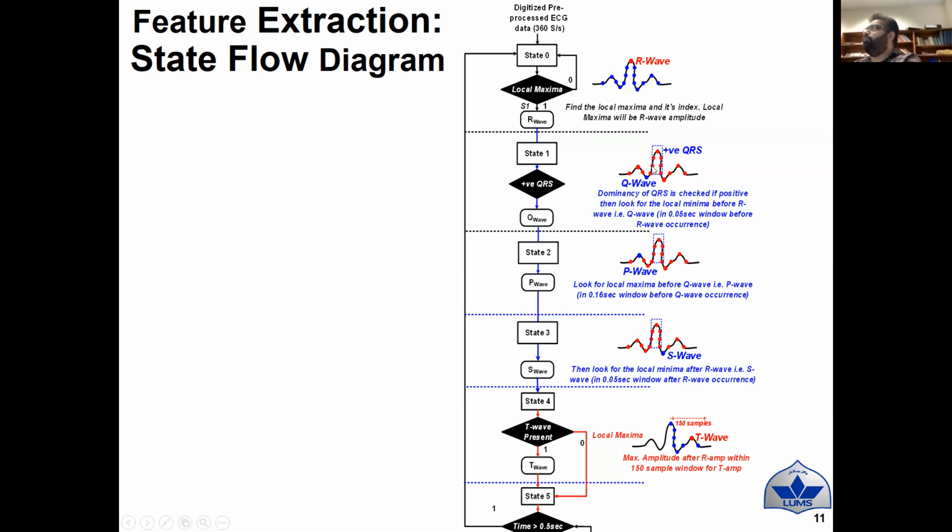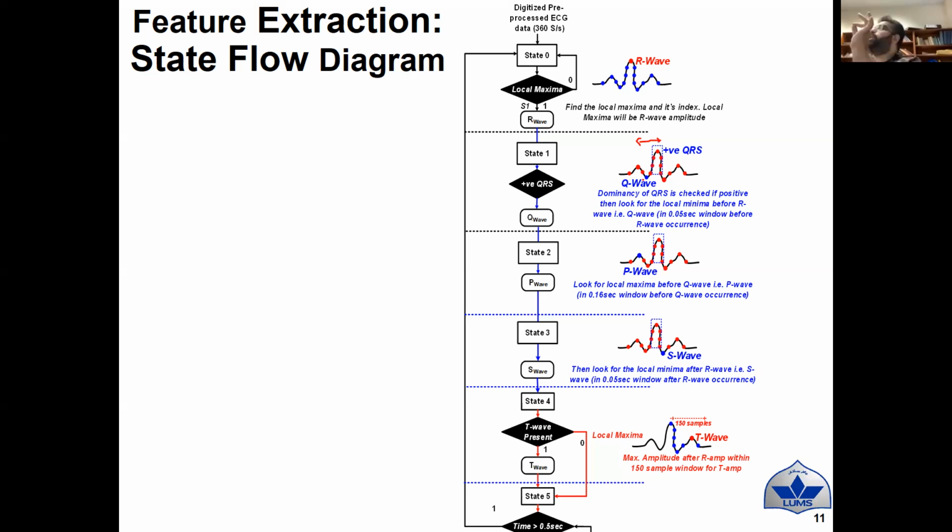So for Q wave detection, what will we do? We are going to go back and subtract some distance. What is that distance? Normally the Q wave occurs within a window of 0.05 second before the R wave. So in this 0.05 second window, before the occurrence of the R wave, the Q wave can come. So I can look for a local minima. If I can find a local minima here, that local minima will be the Q wave. So I can find its amplitude again from the baseline, and also its index.